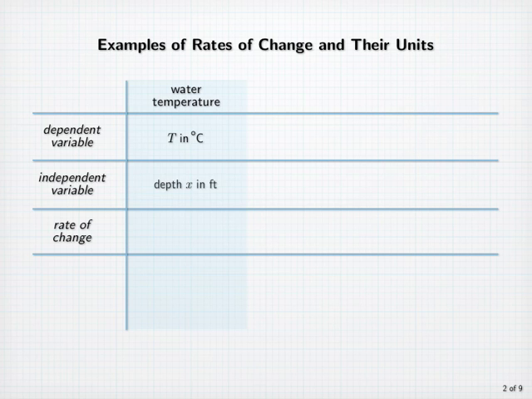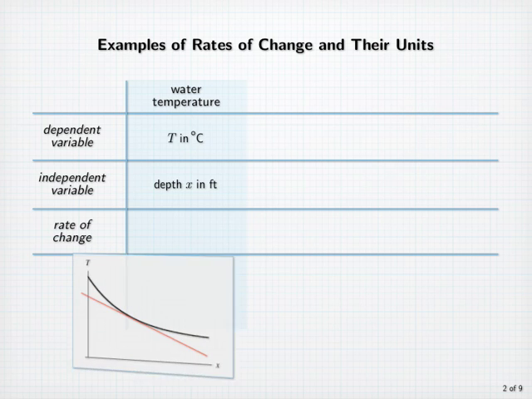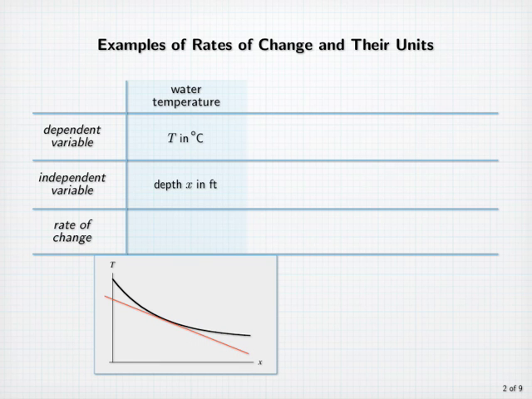Now, an independent variable of interest could be depth, x, in feet, and we might expect the graph of T versus x to look something like this. In other words, we would expect the temperature to decrease as the depth increases. The rate of change in temperature with respect to depth would be the derivative of T with respect to x, with units of Celsius degrees per foot.